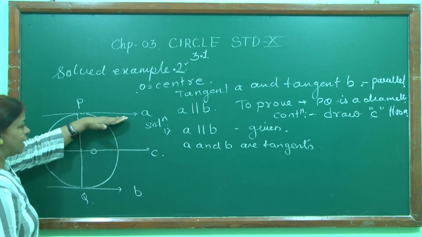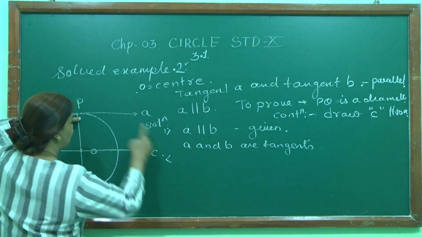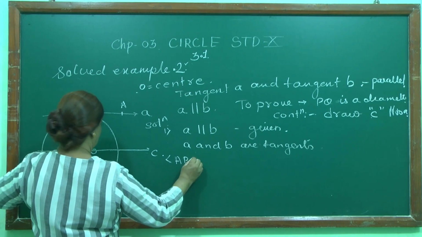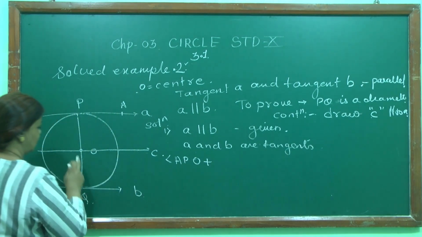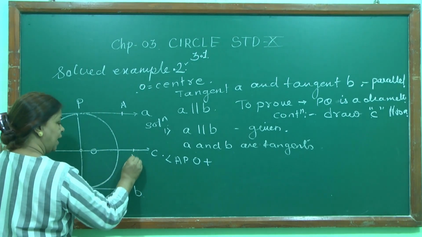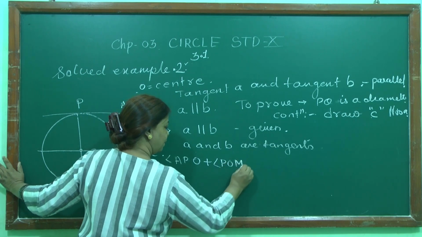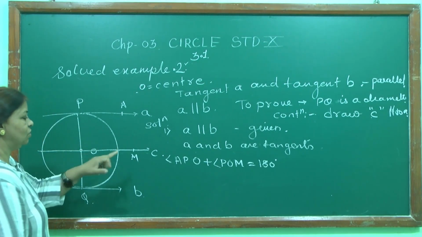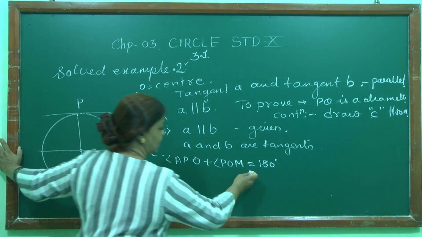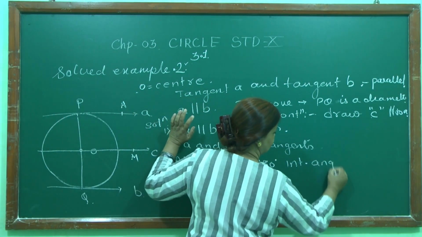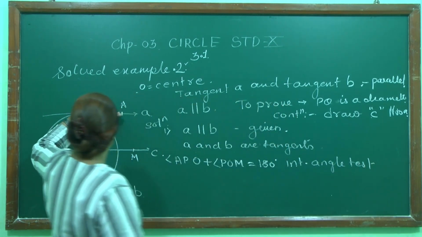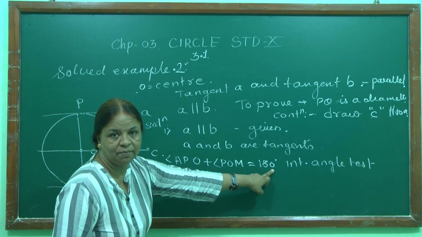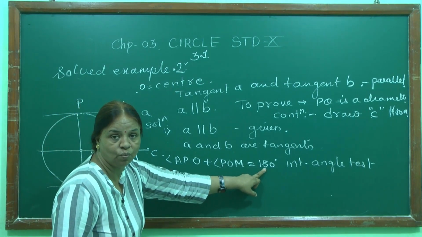Now if line C is parallel to A, then I can write angle APO plus angle POM is equal to 180 degree. See, this angle plus this angle is equal to 180 degree. Now why? This is an interior angle test. If two lines are parallel, then the angle between them will be supplementary. Supplementary means if you add the interior angles, they will be equal to 180 degree.